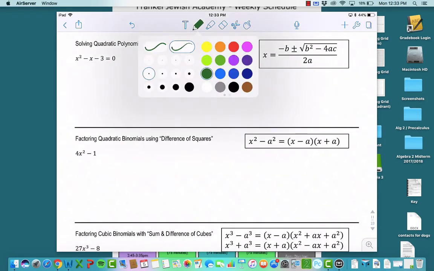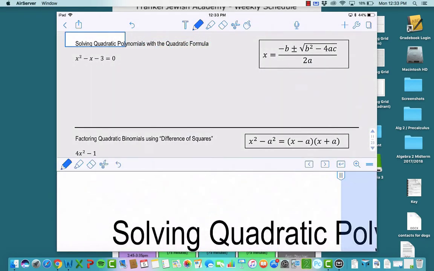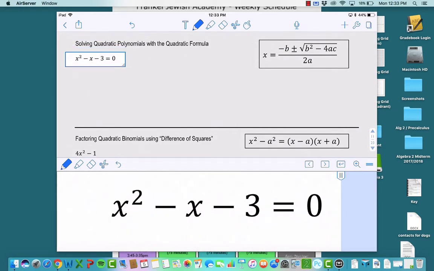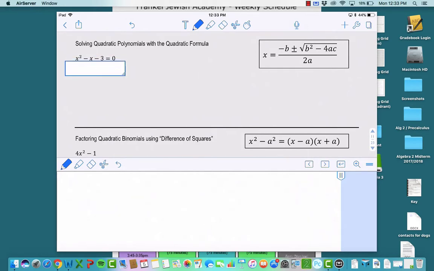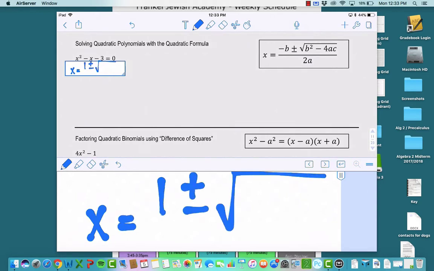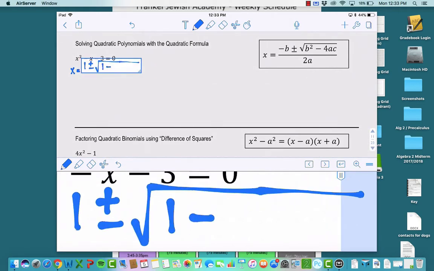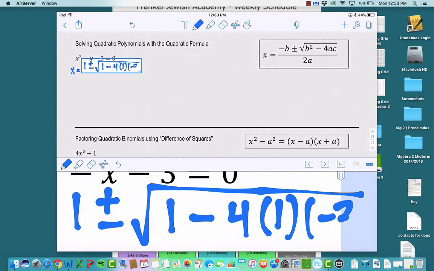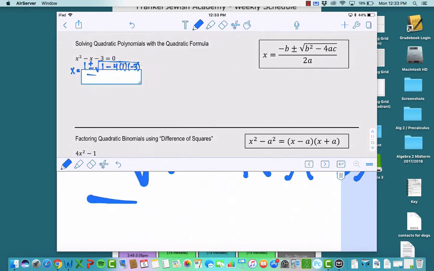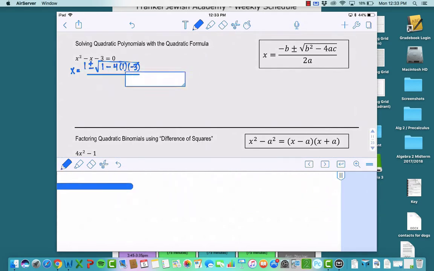Last but not least, we have that quadratic formula. If we can't factor, we use this as our last resort. So I look at this and it can't factor, unfortunately. So I have to do the quadratic formula up in the corner, and there is a song. I'm not going to sing it on your recording. But I get x is equal to negative b, which is 1, plus or minus the square root of b squared, which is negative 1 squared, or 1, minus 4 times a, which is 1, times c, which is negative 3, all over 2 times a, which is this 2.